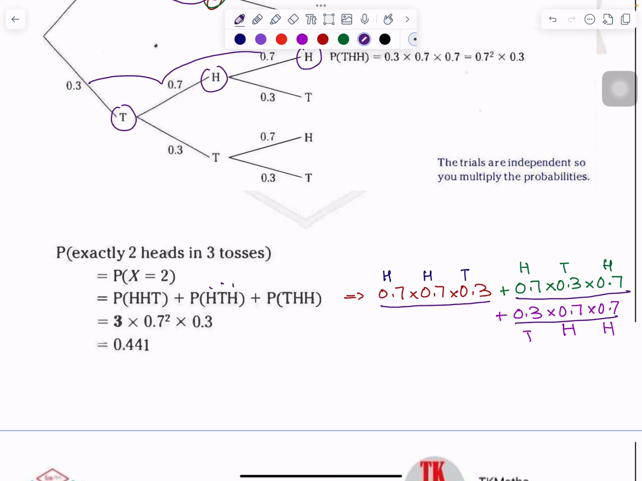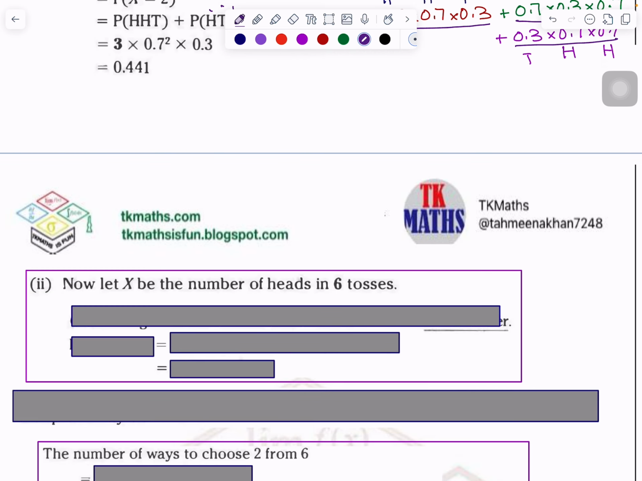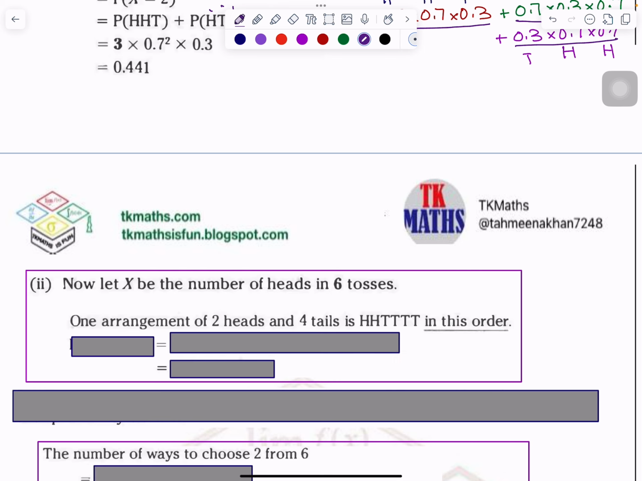Now let's see if there are 6 tosses and exactly 2 heads. Do you think a tree diagram will help? It will become cluttered at the end, very difficult. So now we are coming towards the concept: how to do it without it. Now exactly 2 heads in 6 tosses. Here is one arrangement done for you: 2 heads and 4 tails, because 2 heads is my condition. But in which order it will happen, that I don't know.